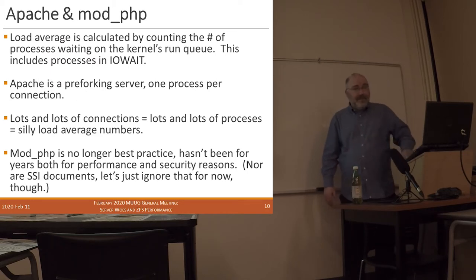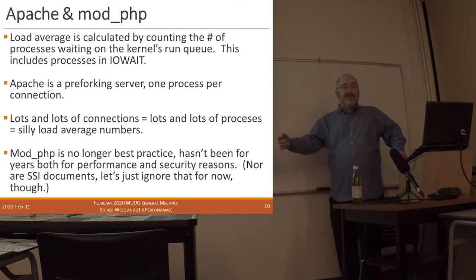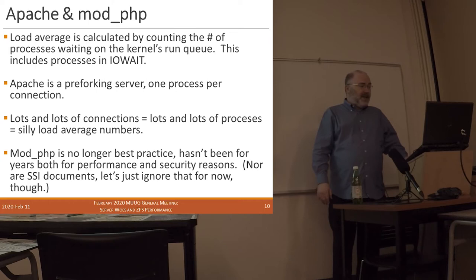At the same time, Apache was part of that problem. Apache was still running in its classic prefork mode, which means for every single HTTP connection, there's a process. And every one of those processes trying to download a file is on the run queue, sitting in I/O wait state, and it contributes to the kernel's load average numbers, which triggers SendMail to basically lose its mind because, oh my God, the world is ending. So lots and lots of connections means lots and lots of processes means downright silly load averages.